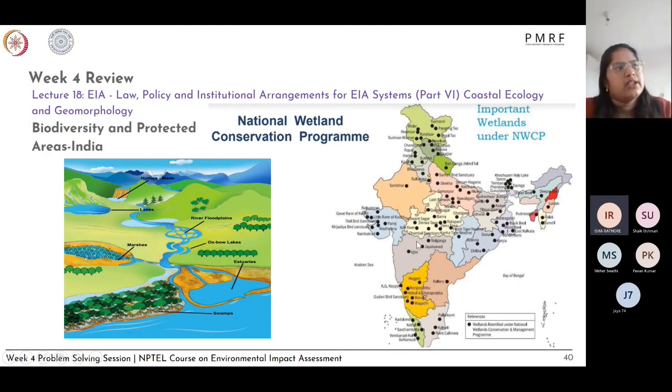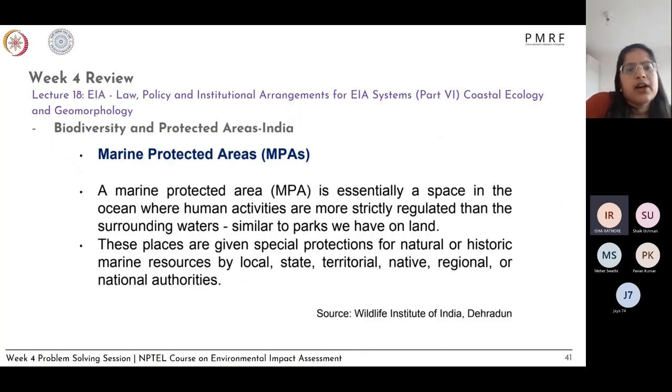Wetlands are also identified under the Ramsar Convention for the protection of wetlands of international importance. Okay, and then we also have the marine protected areas, or MPAs, which are basically spaces in the ocean where human activities are more strictly regulated than the surrounding waters.